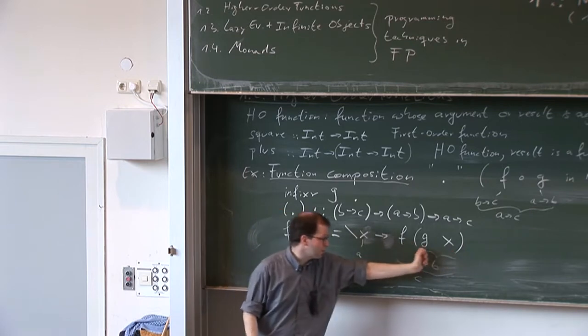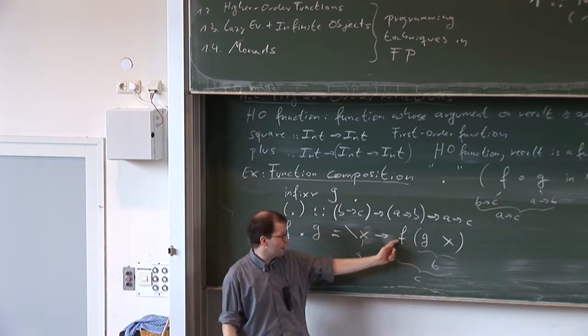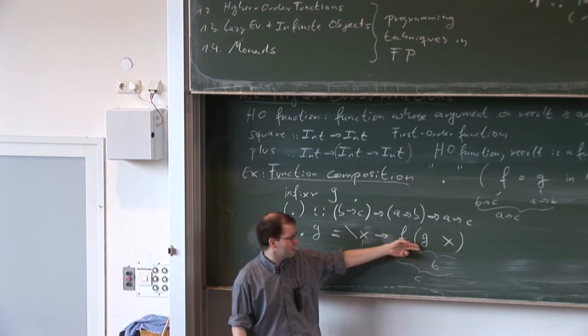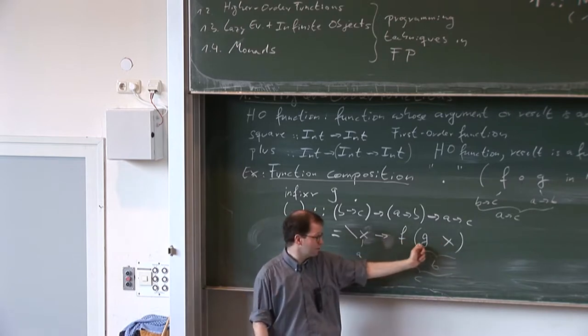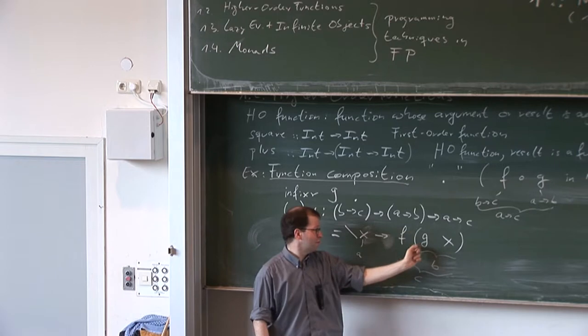And we need these parentheses because function application associates to the left. So if we write this without parentheses, it would mean first apply f to g, and then apply the resulting thing to x. That's not what we want. We want to apply g to x first. So here we need parentheses.